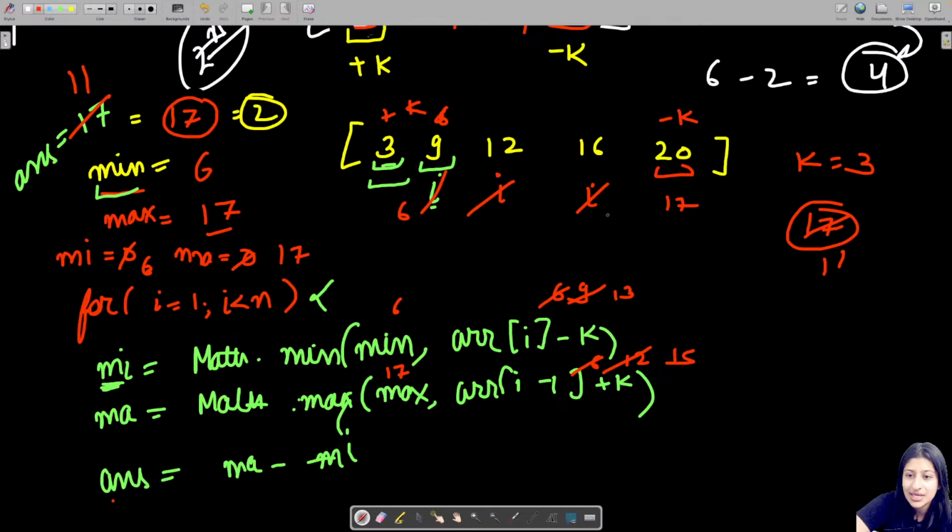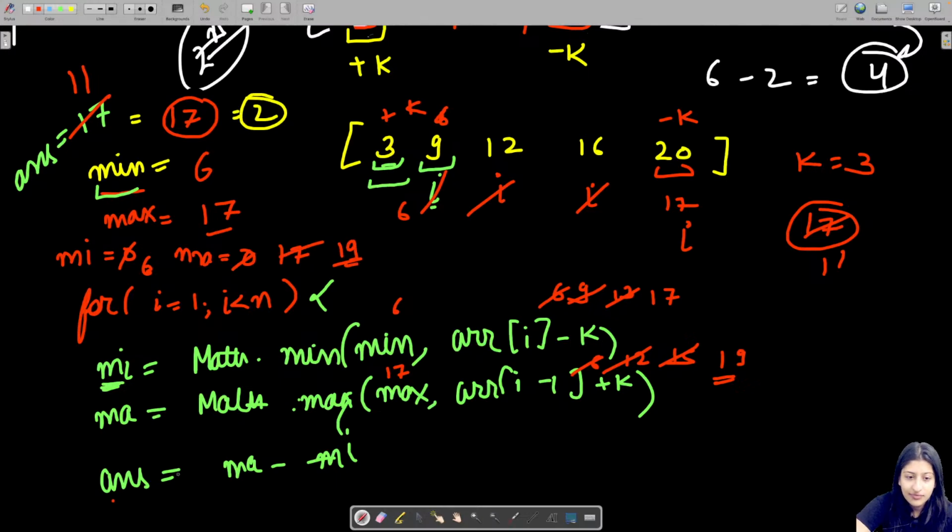Coming on to the next iteration, that is the last iteration. You are at this, min is 6, ARR of I, which is 20 minus 3, is going to be 17. Your MI is not going to get updated. Talking about MA, you have max value, which is 17, and ARR of I minus 1, which is 16, right? You add K to it. So when you add 3, this value will become 19. And now I can see that my MA can be updated, right? Because I have just increased its value by K. It has exceeded this max value. So my MA will become 19 now.